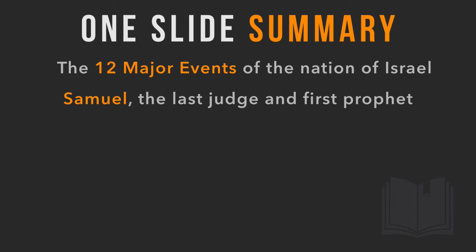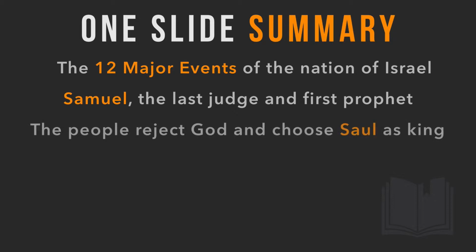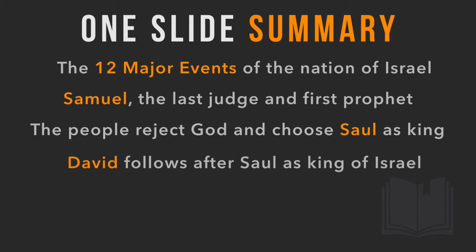monarchy of Israel. We looked at how the people had actually rejected God, as God had spoken to Samuel, and in choosing a king, they had rejected him, but they chose King Saul, so Saul became the first king of Israel. He was followed after by David, who is known as the greatest king of Israel.